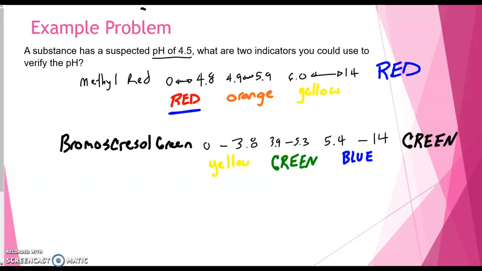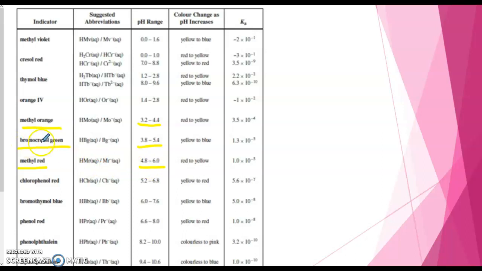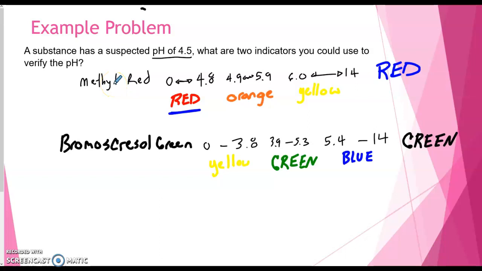Just to go back to our last page, we went through methyl red, we did bromocresol green, and now we're going to look at methyl orange. So we looked at these different ranges. They're around 4.5. Last one, methyl orange. Methyl orange has a range of 3.2 to 4.4.